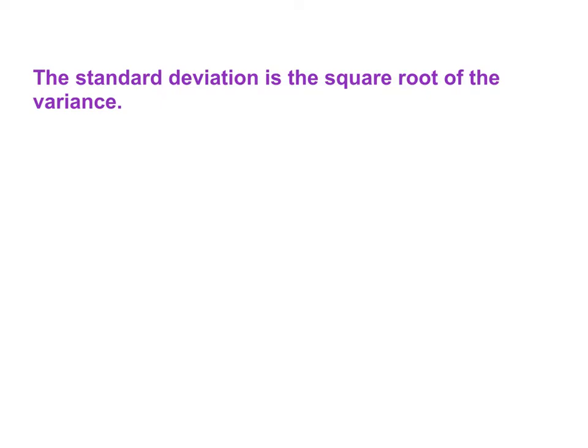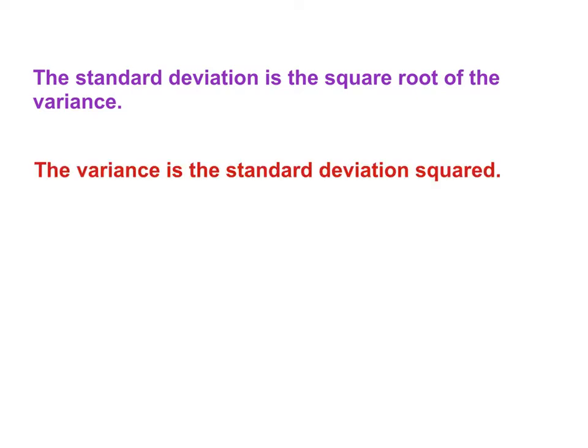Alright, so the standard deviation, you're going to get questions like this on tests and quizzes. The relationship between standard deviation and variance, okay? The standard deviation is the square root of the variance. Conversely, the variance is the standard deviation squared. Okay, they are related that way, and that's a relationship that you need to know.